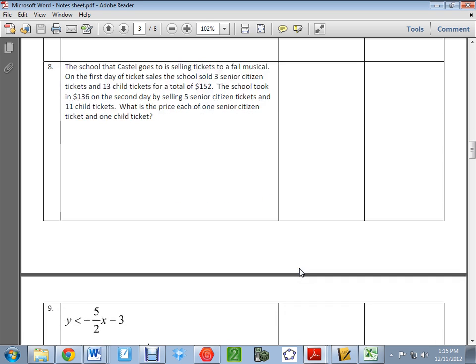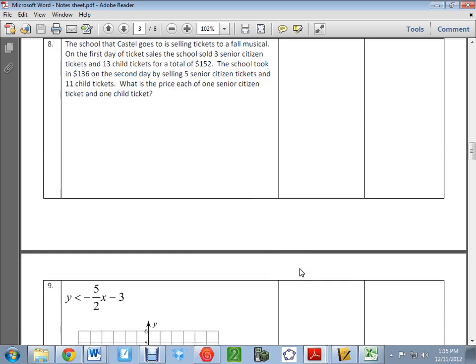A problem that a lot of people have is word problems. A word problem is very difficult because you have to write your own equation. So what we want to do is look at the two cases involved. On the first day of ticket sales, the school sold 3 senior citizen tickets and 13 child tickets for a total of $152. Did somebody write me an equation to represent that? 3S, S for senior, plus 13C, C for child, equals 152.